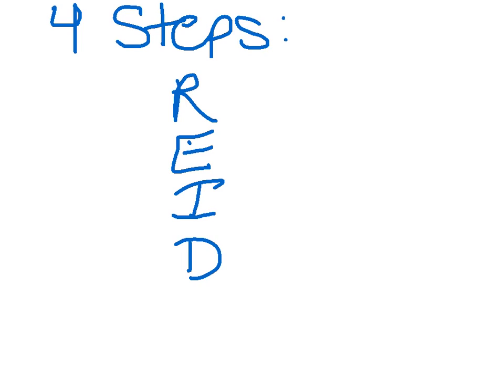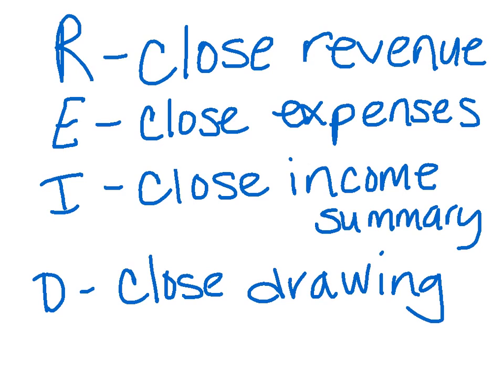There are 4 steps in the closing process, and you can remember them with the acronym REID, R-E-I-D. The first step closes revenues. The second step closes expenses. The third step closes income summary. And the last step closes drawing.